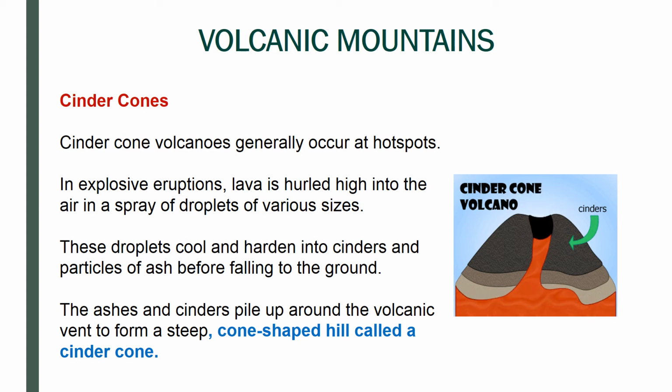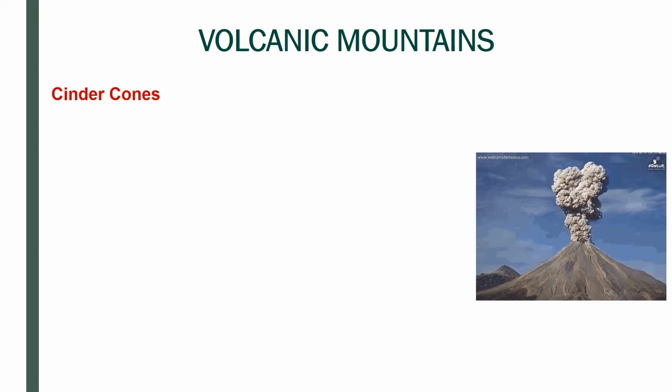And those ashes and cinders pile up around the volcanic vent to form a steep, be careful here, steep cone-shaped hill called a cinder cone. So this is the major difference between this type and the type before, which is a shield volcano. Here it is steep, cone shaped, and they don't cover large areas like the shield volcanoes.